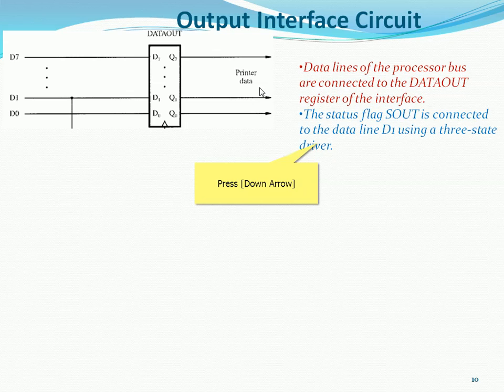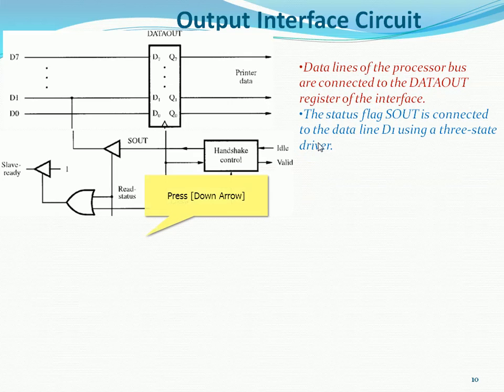The status flag S out is connected to the data line D1 using a 3-state driver. So D1 will make use of a 3-state driver, and S out will be connected to it. Again, that is a handshaking signal; the valid bit and idle bit will be input. The handshaking signal S out will be sent, connected to D1, which is a 3-state buffer.